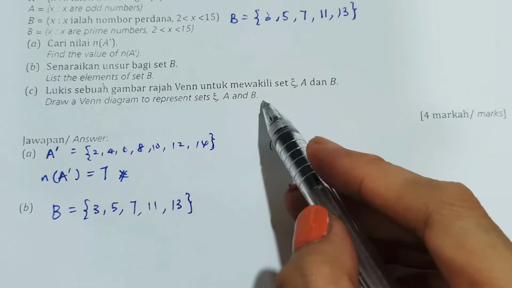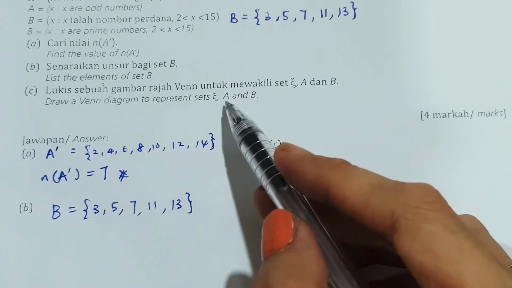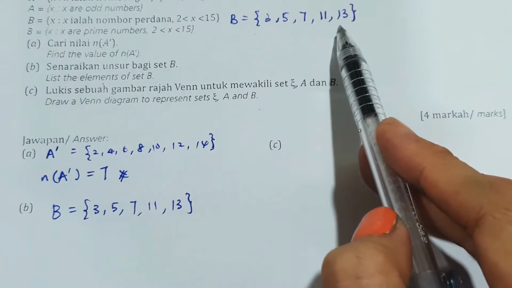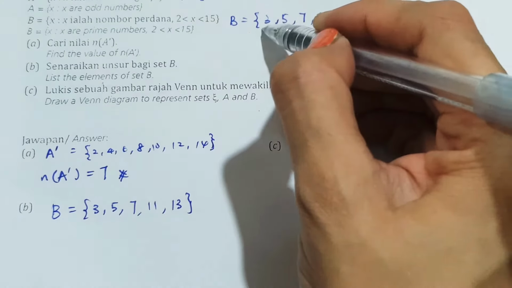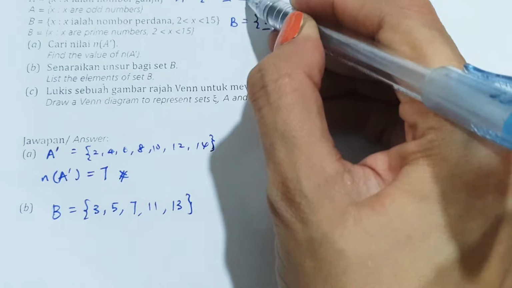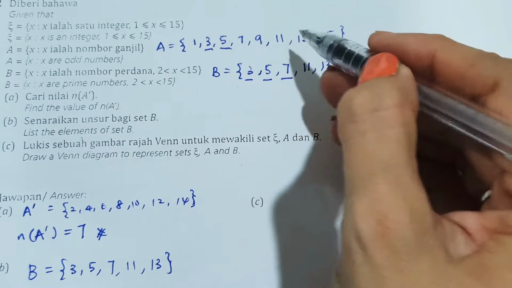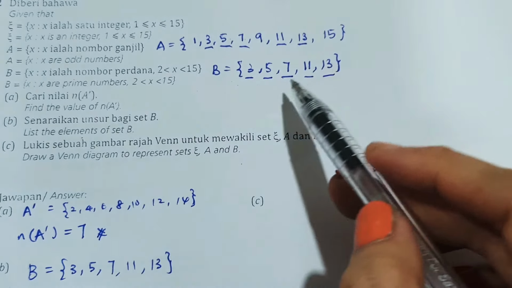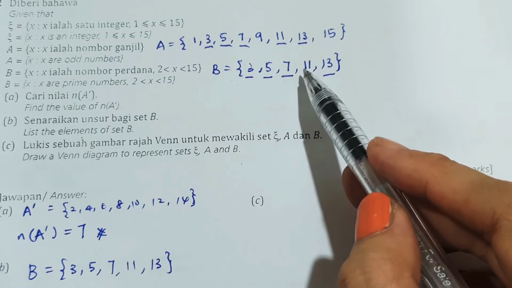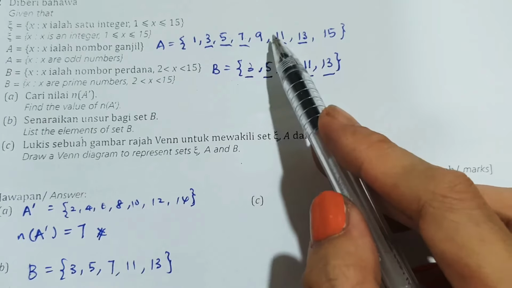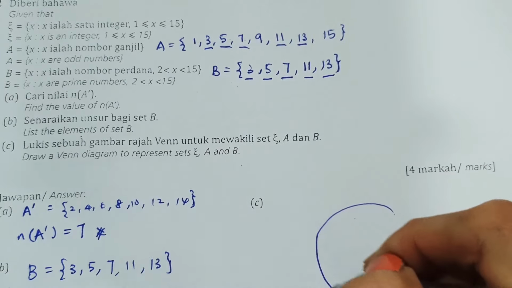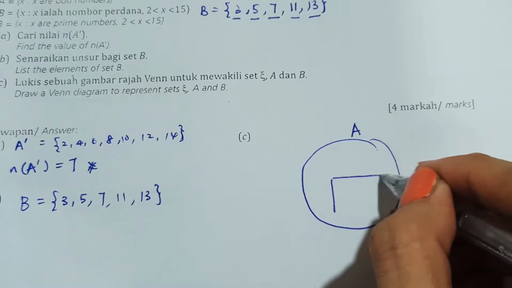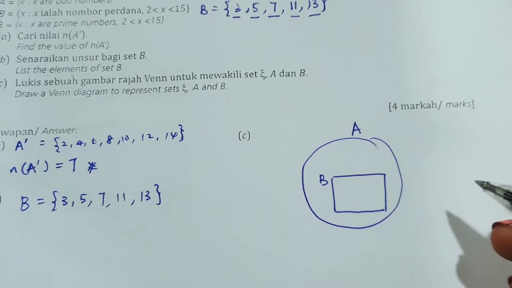Part C. Draw the Venn diagram to represent the universal set, A and B. Now let's look at A. A, odd numbers. B, some of the numbers are in A. So let's check. 3, 3. 5, 5. 7, 7. 11, 11. 13, 13. Basically, all the elements in B appear in A. So B is the subset of A. So let's say A is this. This is A. Therefore, B will be inside. Yeah, you can draw any shape that you like.